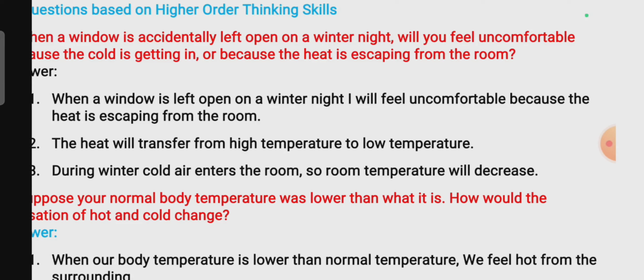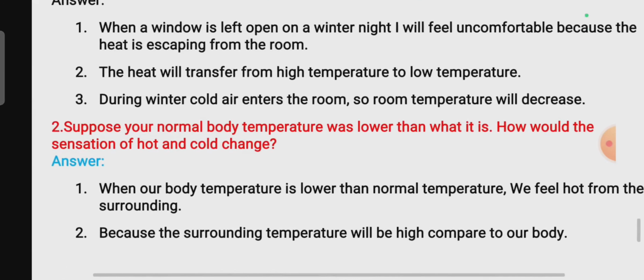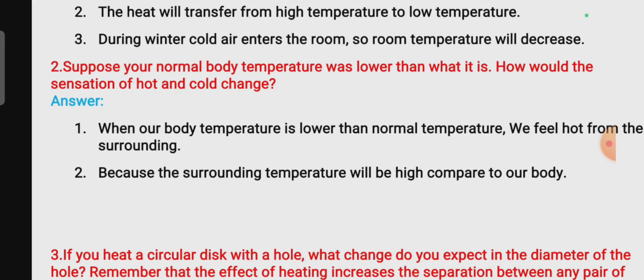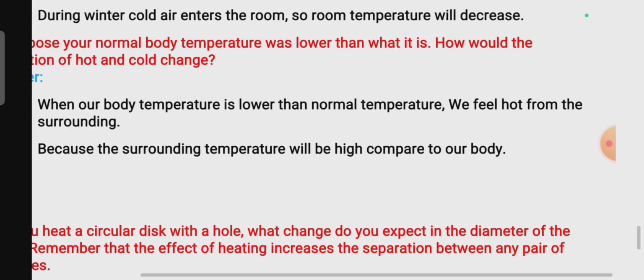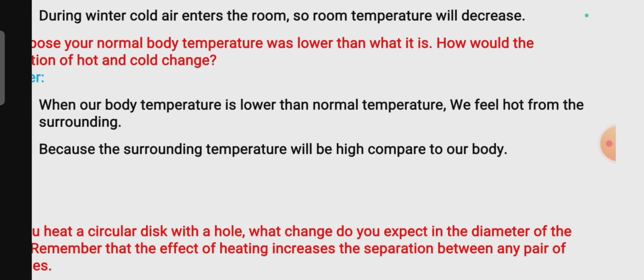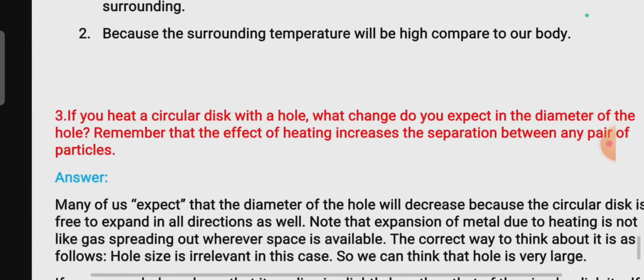During winter, cold air enters the room. So room temperature will decrease. Second one, suppose your normal body temperature was lower than what it is. How would the sensation of hot and cold change? When our body temperature is lower than normal temperature, we feel hot from the surrounding because the surrounding temperature will be high compared to our body.